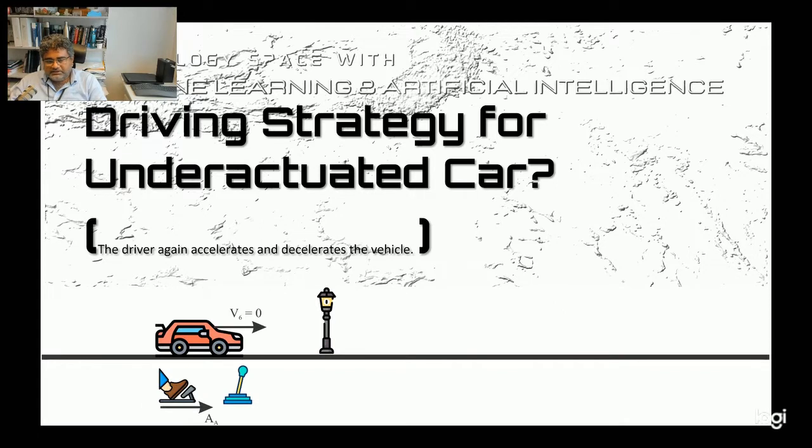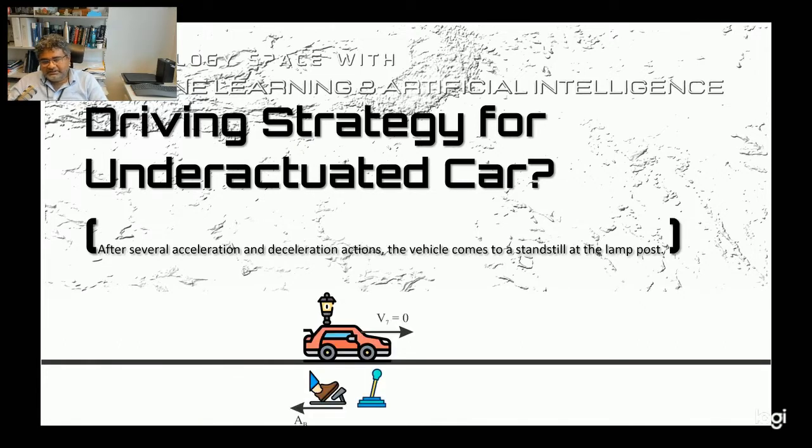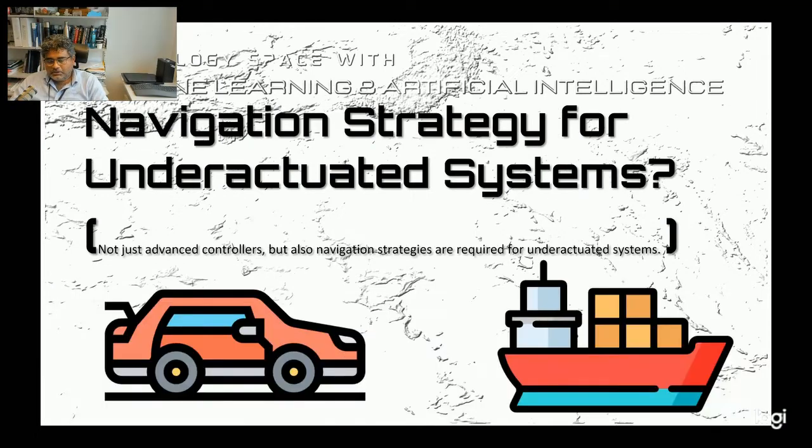So again, the driver can accelerate towards the lamppost, and when it achieves an adequate speed, it can decelerate towards the lamppost. By doing this type of iterative process, eventually the vehicle can come to a standstill at the lamppost. So it doesn't matter whether you are talking about a vehicle or a vessel, not just advanced controllers, but also navigation strategies should be developed to overcome navigation challenges in this underactuated system. Especially these navigation challenges may be related to the safety issues in these systems.